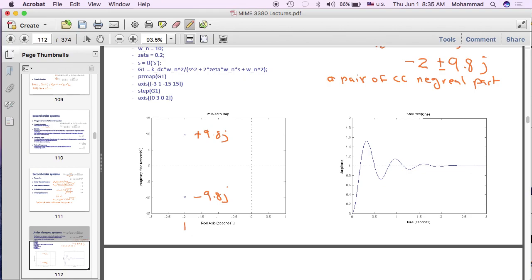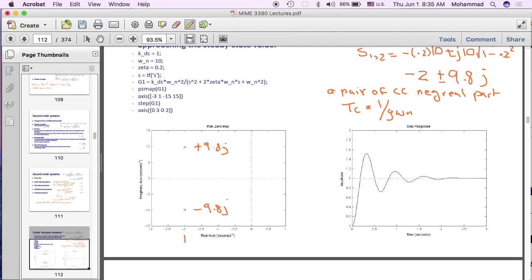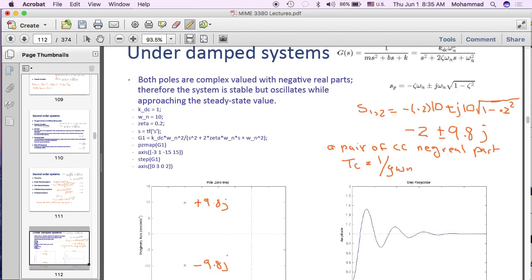And remember, the time constant was what? The time constant was 1 over zeta omega n. And guess what? The real part of the two poles is located at negative zeta omega n. So if you know where the two poles are located, you immediately have the time constant of the system. So what is the time constant of this specific example that we have?